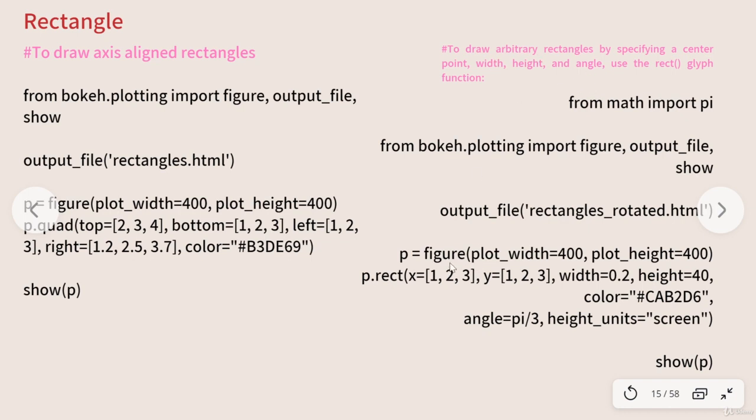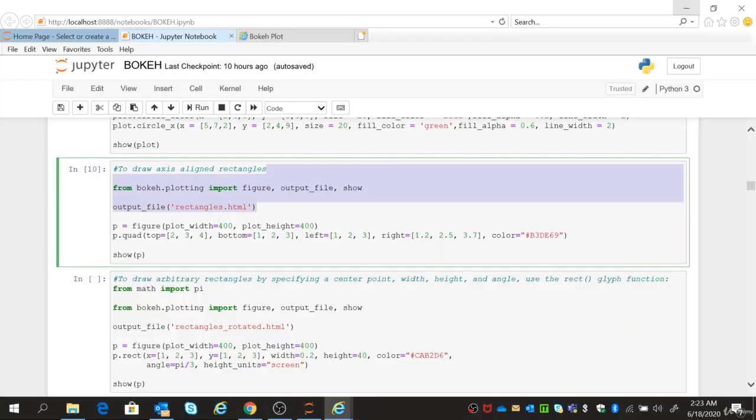For an arbitrary rectangle, you have to mention the rect, p.rect is the function. So you have to mention the x and y values. There is no top, bottom, all that stuff because we are specifying a center point now. So these are the center points of my rectangle, and accordingly, I need to specify some other parameters like width, height, color. Angle is a very important parameter because this is what makes the rectangle take a turn. Pi is 3.14 by default, and then the height unit according to the screen we can adjust it. So we have given height_units equal to screen and show p. So I will just show you how this works.